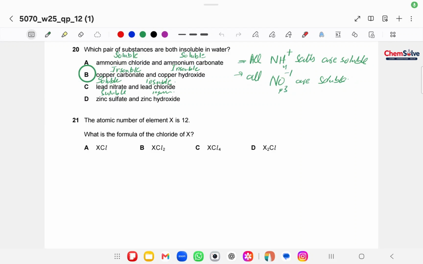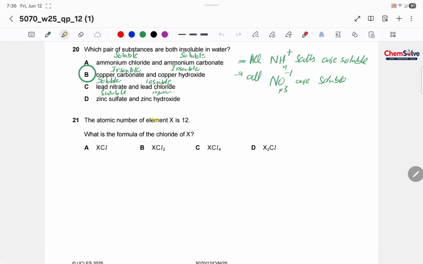Next question is question number 25 and 21. The atomic number of element X is 12. What is the formula of the chloride of X? Okay, so let's do the electronic configuration of the element X first. Element X has an atomic number of 12. It means it has 12 electrons, right?